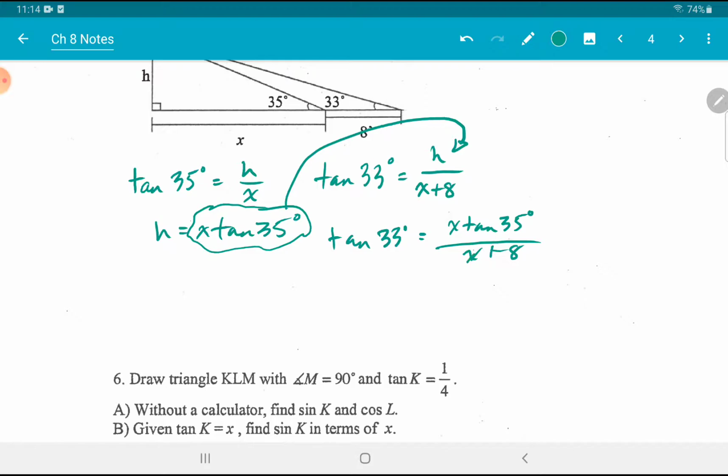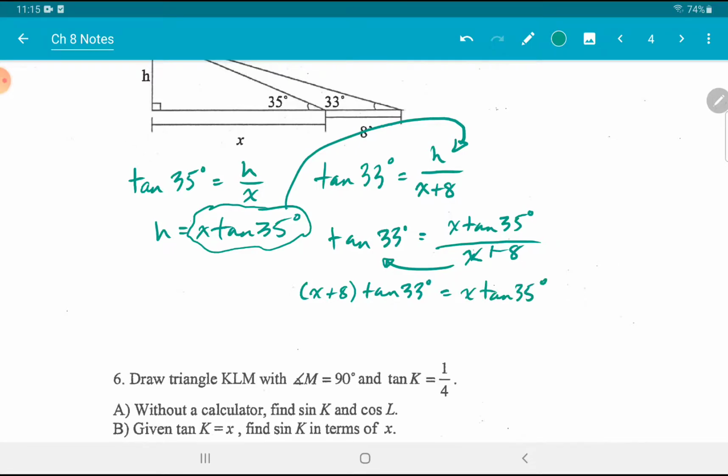Because I'm trying to solve for x, the problem is that there's an x in the numerator and denominator. So what I want to do is have them both in the numerator. In order to do so, I just need to move the x plus 8 over. So what we'll have is (x plus 8) times tangent 33 degrees is equal to x tangent 35 degrees.